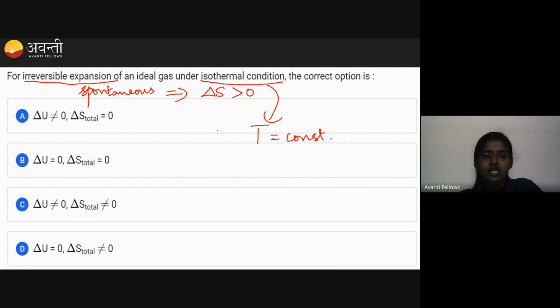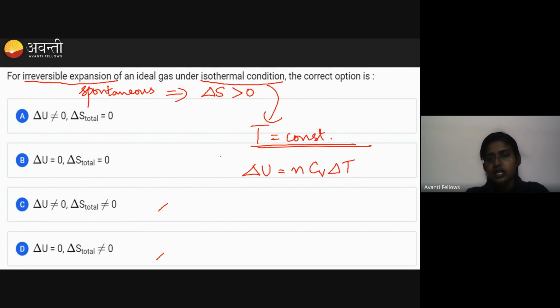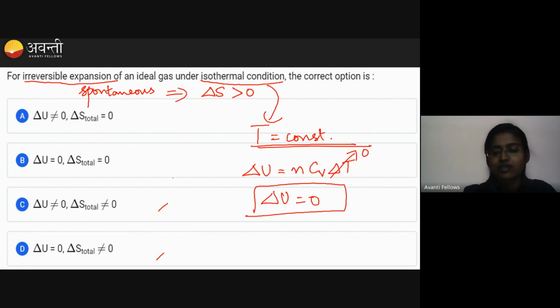So we have delta U and delta S in the options. Delta S is not equal to 0 because it is greater than 0. So either option C or D should be the correct answer. Now we have to check with delta U. We know one formula, right? Delta U is equal to n Cv delta T. And since temperature is constant, delta T goes to 0. So 0 into anything is 0. So delta U is coming out to be 0. So which is the correct answer? Option D. Very good. Option D is the correct answer for this question.